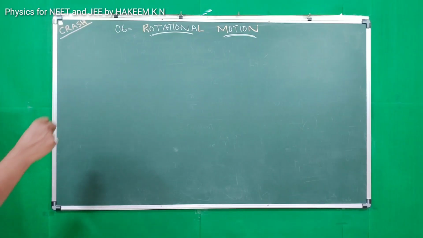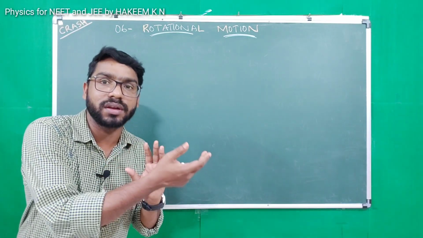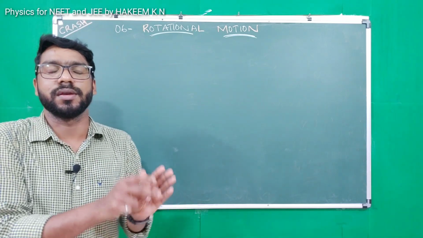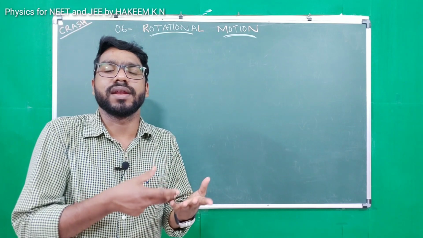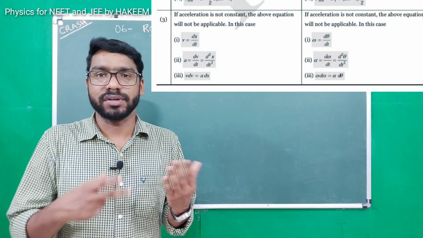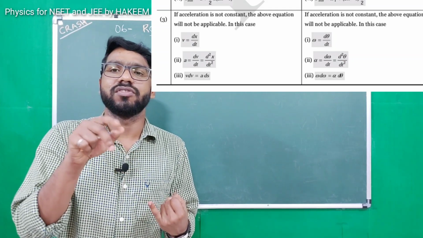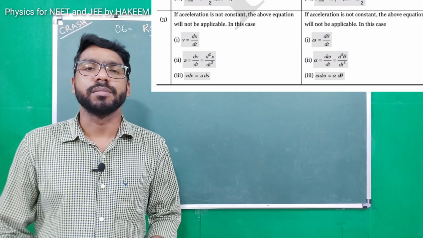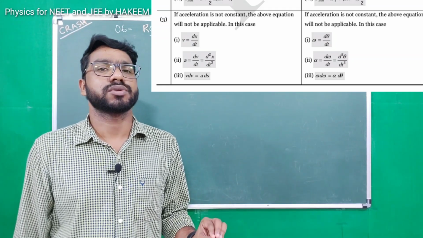If acceleration is not constant, it means acceleration changes with time. That means acceleration is given in the question as a function of time. Okay, angular acceleration is given as a function of time. Then omega we can calculate as d theta by dt, and alpha we can calculate as d omega by dt or d square theta by dt square.